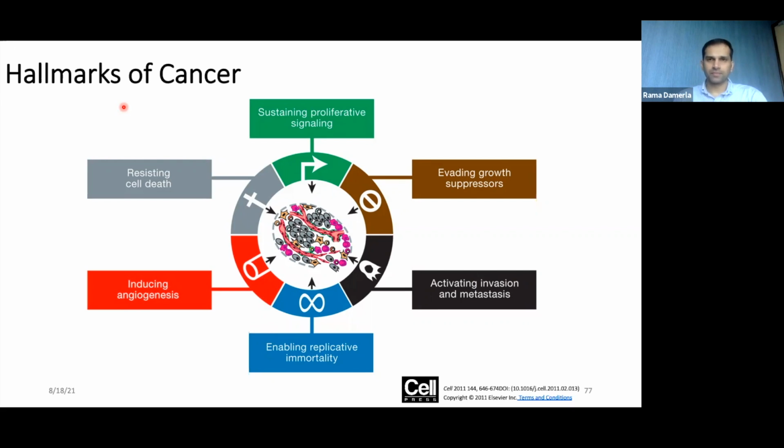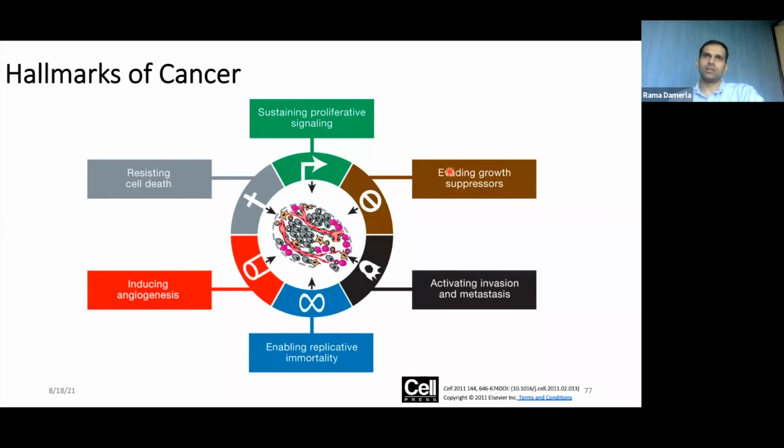What are the different pathways that are affected in cancers? So there are six major hallmarks. One is sustaining proliferative signaling. For a cancer to divide, it should always maintain a turnover of cells by cell division. The other one is evading growth suppressors.